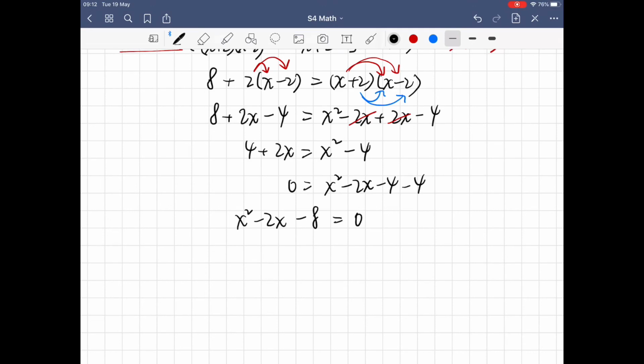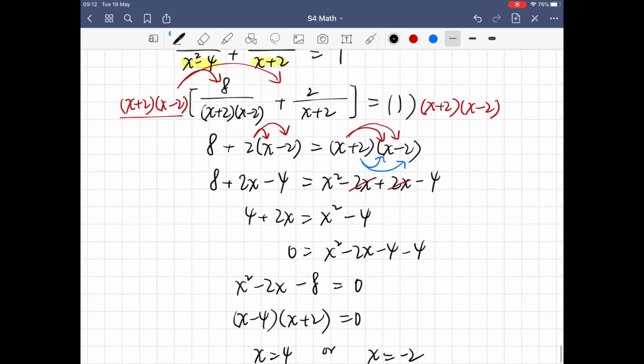Okay, and finally, we can get the answer, x minus 4 and then x plus 2 equals 0. And x equals 4, or x equals negative 2.